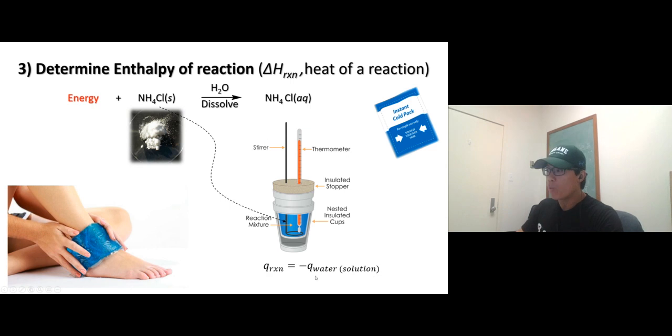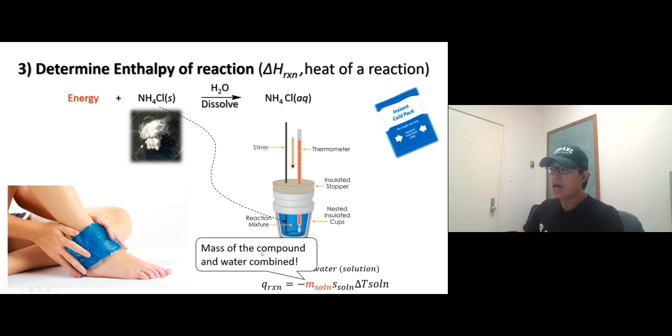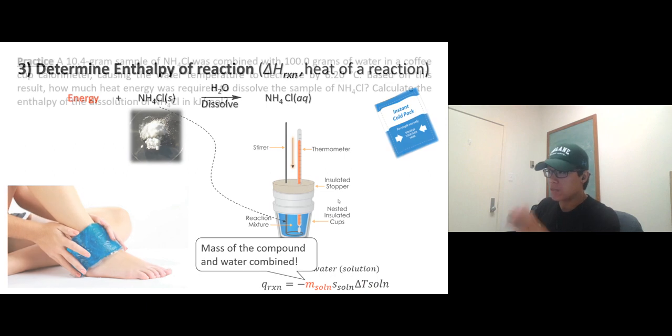So this is really important. Water is not water anymore. Water becomes solution. So the mass right here is going to be the mass of the compound and the water, the solvent, combined, not just the mass of water, because it becomes the solution now. Okay. And the specific heat capacity is going to be that of the solution. Unless it's too dilute, sometimes we still use the specific heat capacity of water. It doesn't change that much. Okay. And the other T, same thing, nothing different.